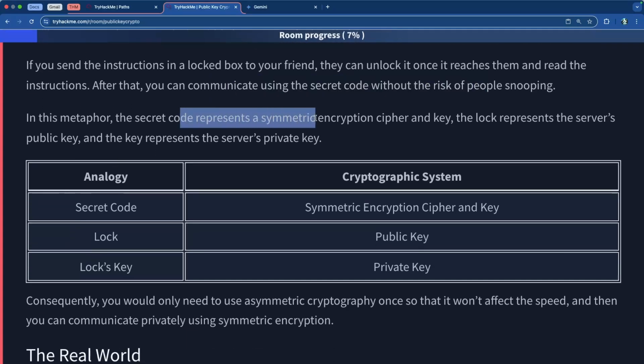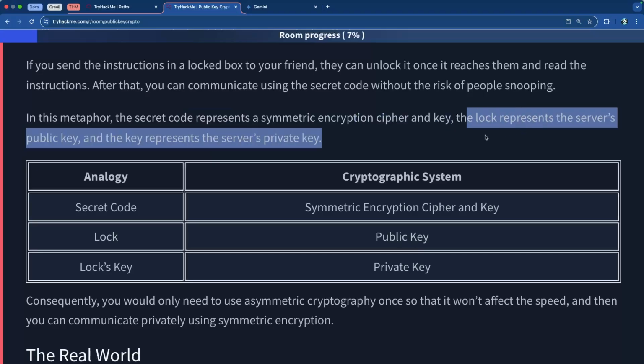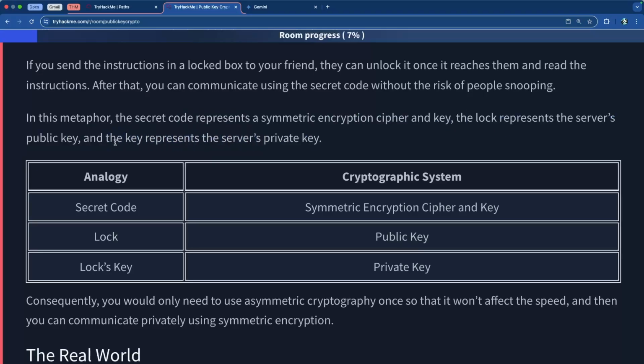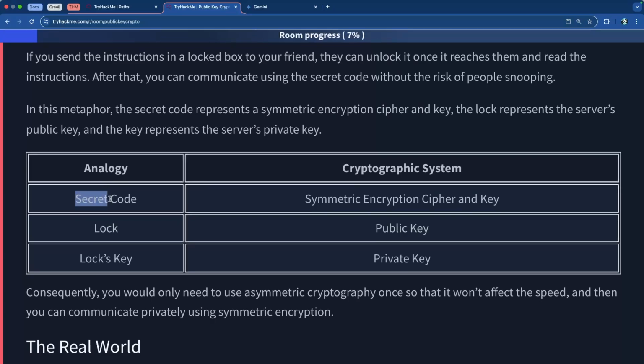In this metaphor, the secret code represents a symmetric encryption cipher and key, and the lock represents the server's public key, and the key represents the server's private key. So, secret code is the symmetric encryption cipher and key.